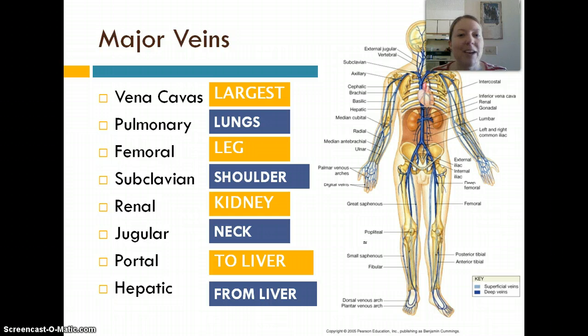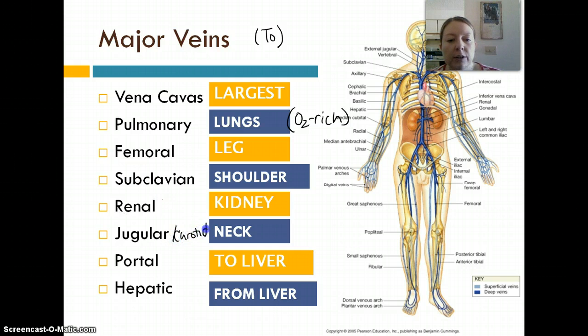Now let's flip it here and look at the major veins. Again, we'll start with the biggest. We have the two vena cavas, the superior coming from above, the inferior coming from below. And then we have some that are analogous, whether you're an artery or vein. It just depends on which direction you're carrying blood. And in this case, veins are carrying to the heart. So the pulmonary vein is going to carry oxygen-rich blood. That's the one odd exception. Just like the femoral artery in your leg, the femoral vein is located in a very similar place. The same with the subclavian, renal artery, renal vein. The jugular vein is analogous to the carotid in your neck.